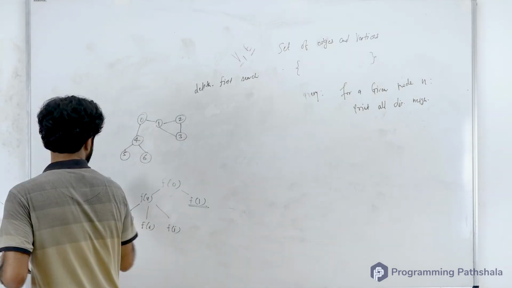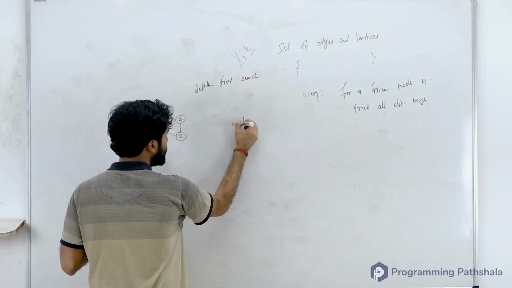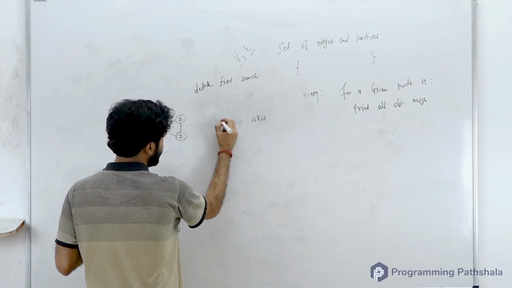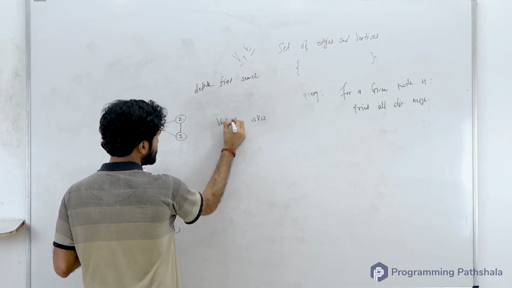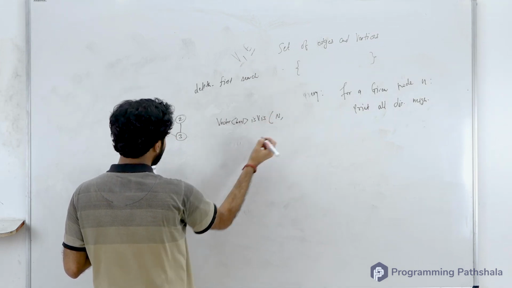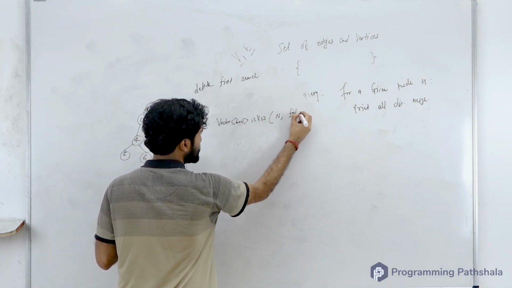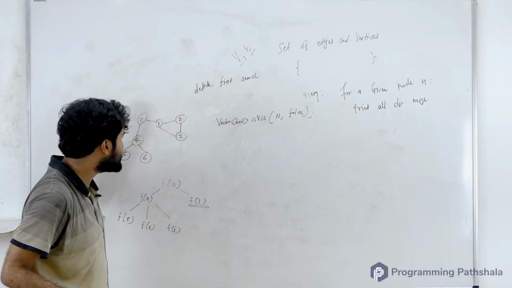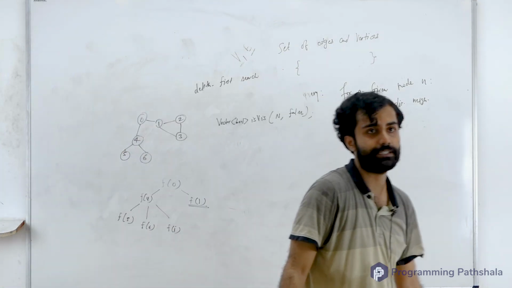So if there are n nodes, I will have a bool is visited. In fact, a vector of boolean is visited, and this will be of size n, and I can initialize everything to false. So it means that is visited of 0 is false, is visited of all the nodes is false initially, right?